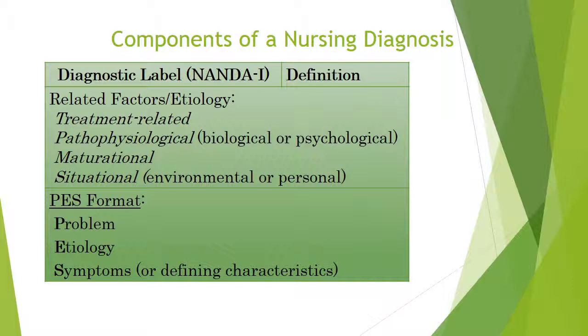It can be treatment related. This is where you can include pathophysiological, biological, or psychological. You can include maturation or situation, environment, or personal. And then they give you the PES format, which is kind of like what I gave you. Problem, you're going to look at the problem, etiology, and different kinds of symptoms.